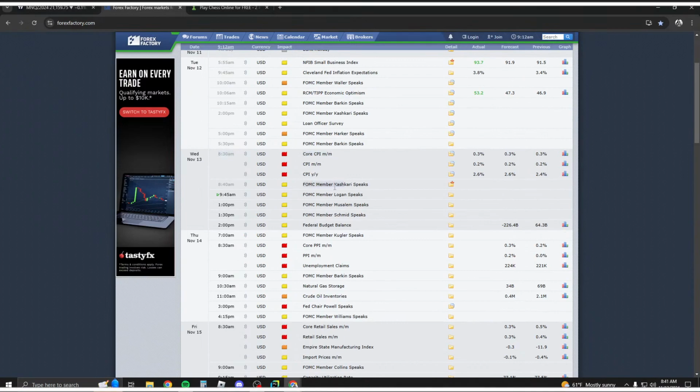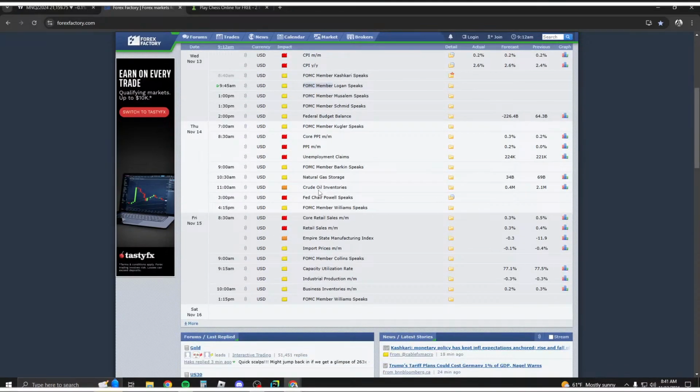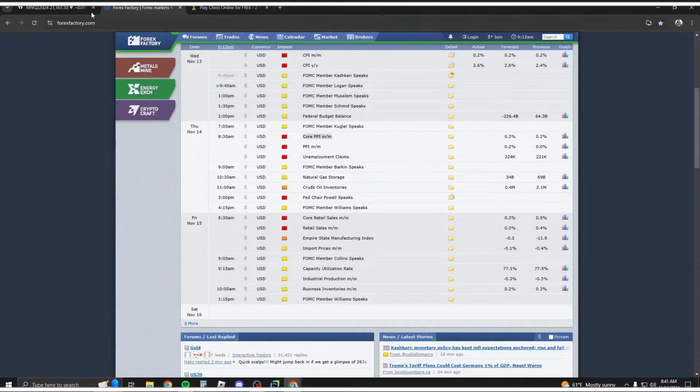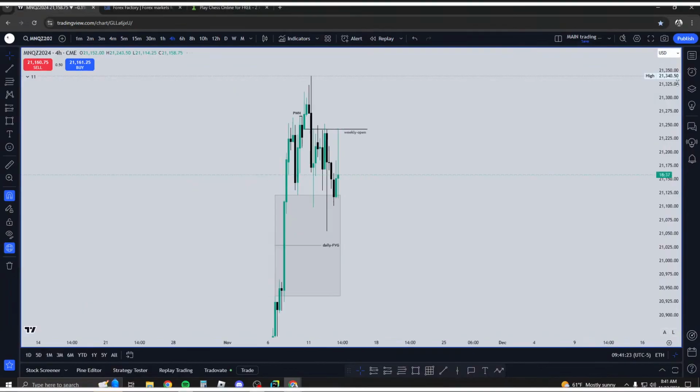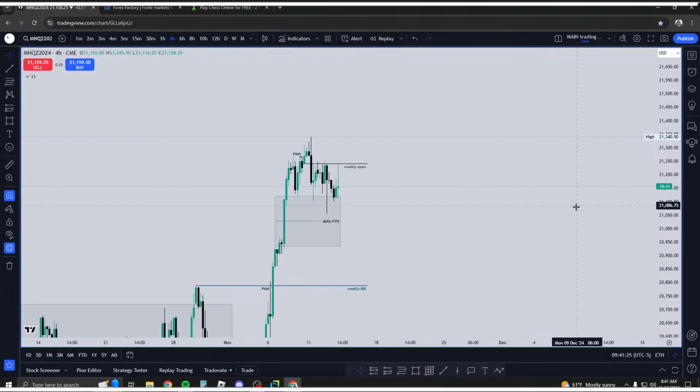We have some FOMC members speaking here at 8:40 and 9:45, and later some in the PM session. But we do have PPI tomorrow, so maybe we could have the weekly expansion on PPI.